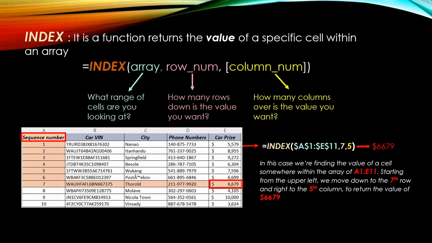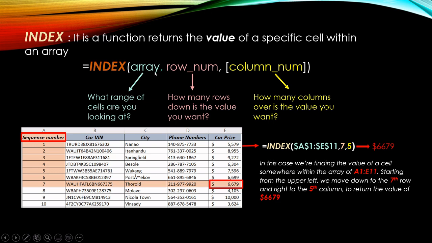The INDEX function by itself only returns the value of a specific cell within an array. You are just saying, hey Excel, here is this array of cells. I want you to move down to row number 7 and column number 5, and tell me the value that you get. That's it. Syntax wise, the INDEX formula has three components, as you can see on the screen.